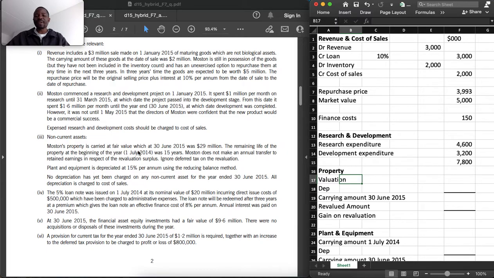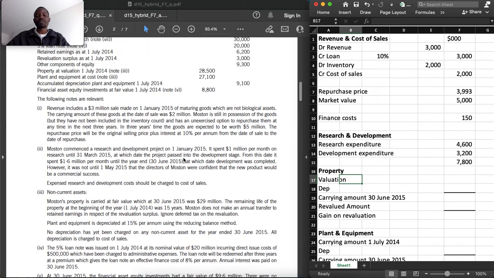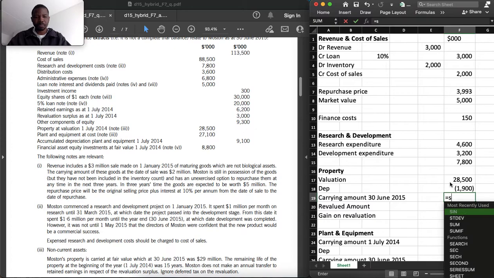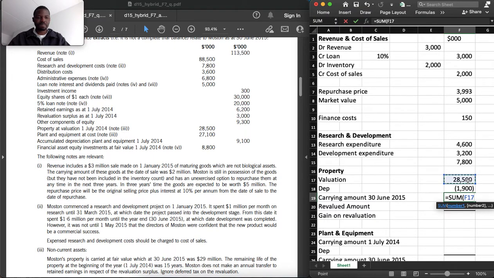Moston's property is carried at fair value at 30 June 2015 was 29 million. That is 29,000. The remaining life of the property at the beginning of the year was 15 years. So let's go to the property. The property at valuation, that is at the beginning of the year, is 28,500. We need to depreciate over 15 years. This depreciation will go to cost of sales.